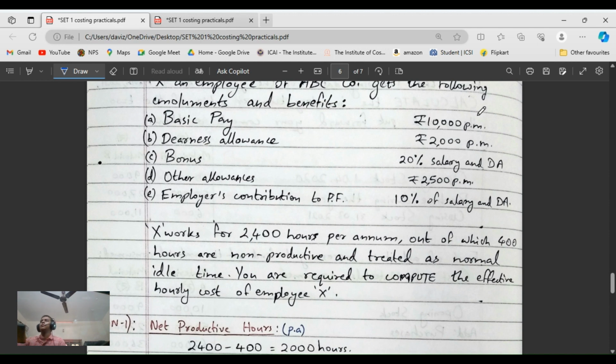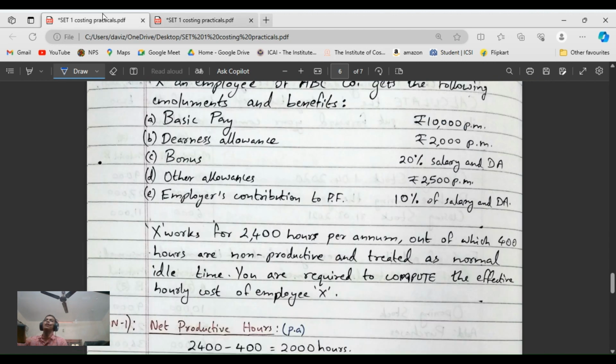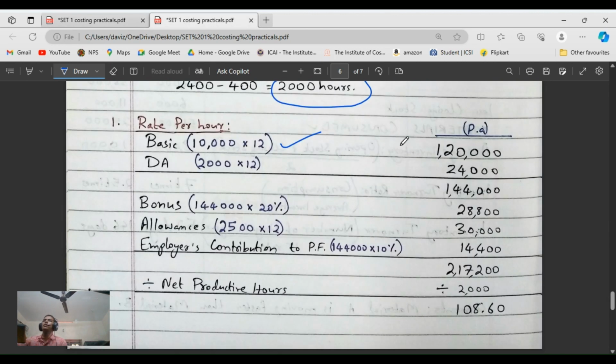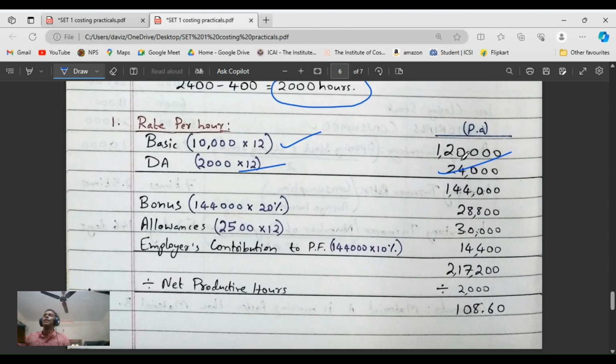Basic pay is 10,000 per month. So 10,000 into 12 months, it is 1,20,000. Dearness allowance is 2,000 per month, 2,000 into 12 months, 24,000. Bonus is 20% of salary and DA. So we add the salary and DA: 1,20,000 plus 24,000 is 1,44,000. 20% of that is 28,800. It is bonus.